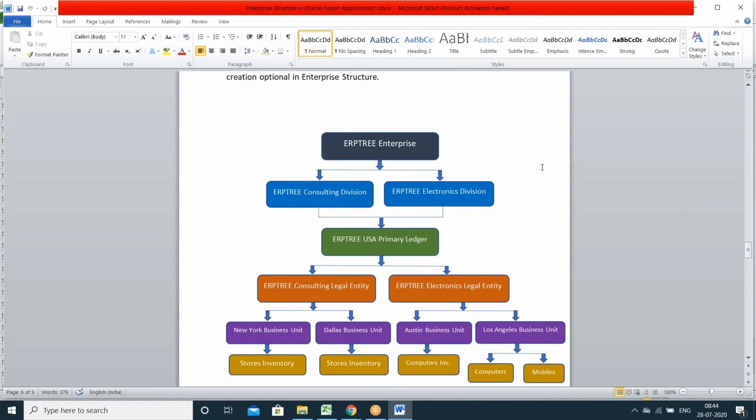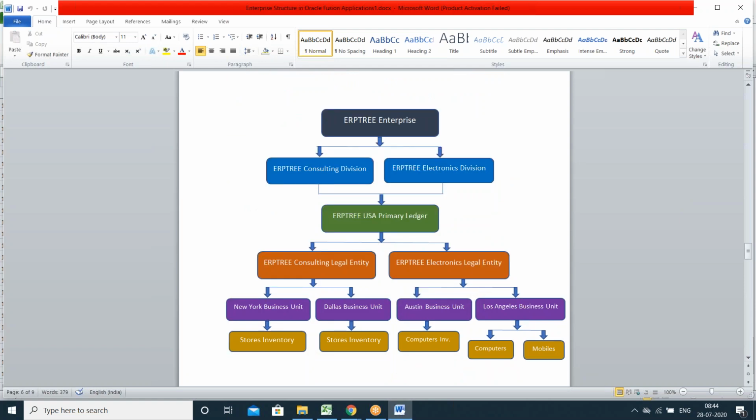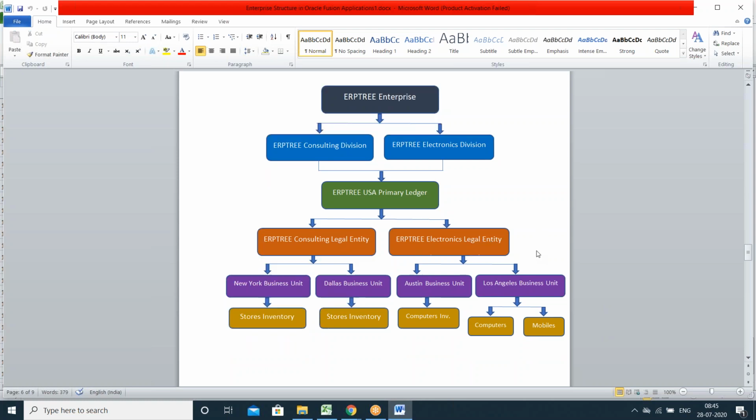Here I took a simple example. There is a company called ERP Tree. They are operating business with two different divisions, consulting division and electronics division. Those two divisions run the business in only one country, USA, so only one primary ledger. But for these two different businesses, consulting and electronics, they have separate registrations. For consulting, the registration they have we call the ERP Tree consulting legal entity. For electronics, the registration is the ERP Tree electronics legal entity.